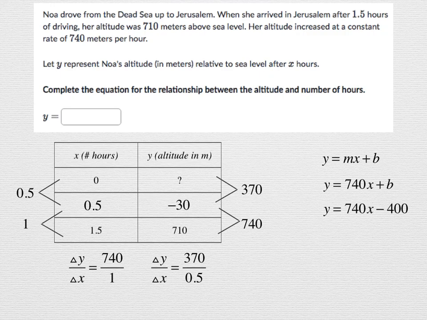And so what I'm encouraging students to do a lot is to be flexible between the verbal representation, which is just the word problem, a table, and an equation. In this case, we didn't use a graph, but other times a graph would be helpful as well. So the equation that I would write here would be y equals 740x minus 400.